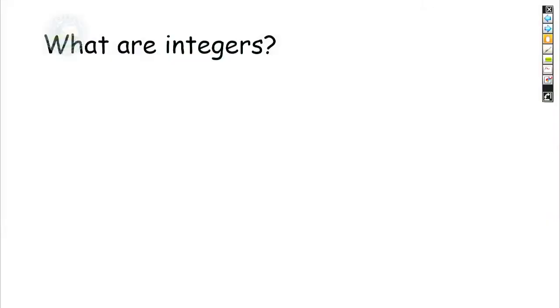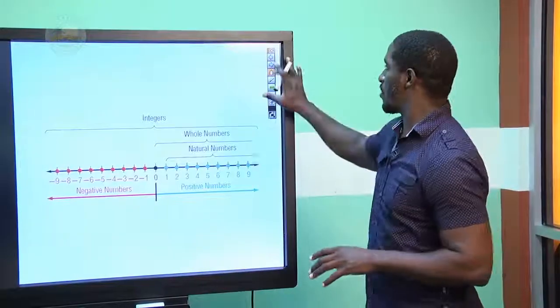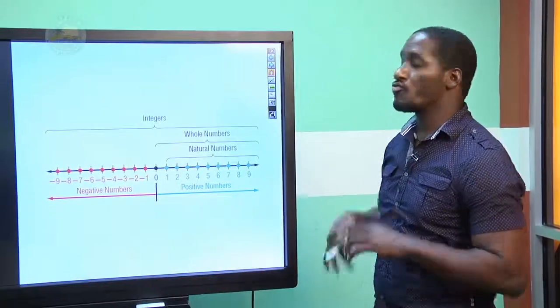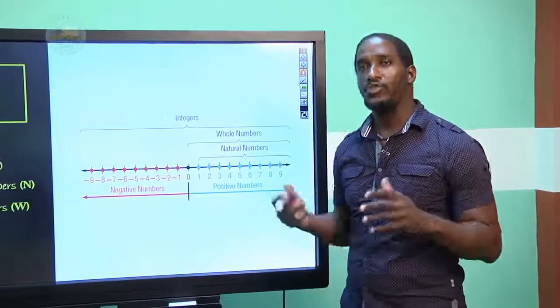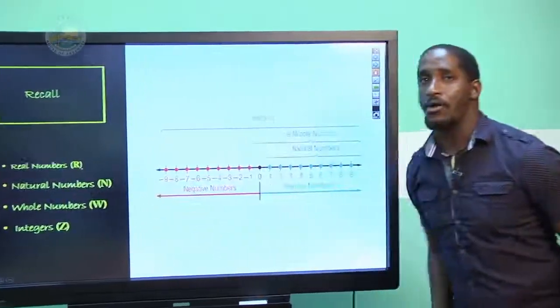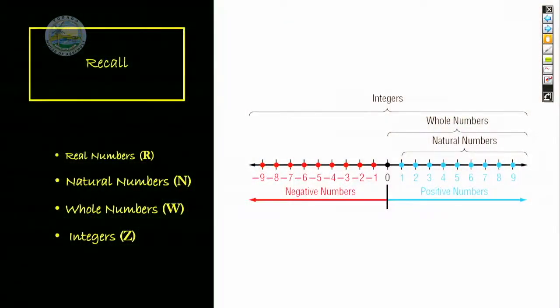So, firstly, what are integers? These are whole numbers or negative natural numbers. Now, I want you to recall what real numbers, natural numbers, and whole numbers are. Real numbers are any number that you may know. In mathematics, we usually represent the set of real numbers by a capital R. In any maths text or software that you are utilizing, once we are referring to real numbers, you would see a capital R. That capital R usually represents the set of real numbers. These are any numbers that you know.